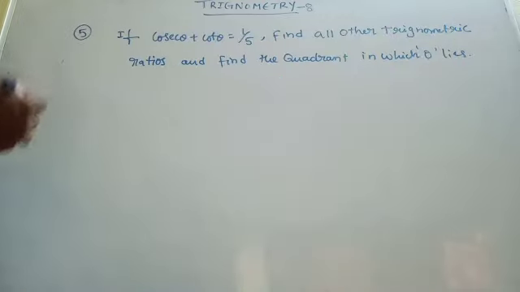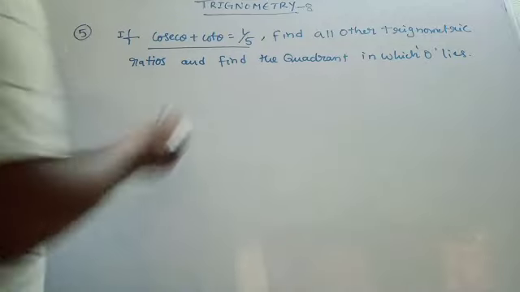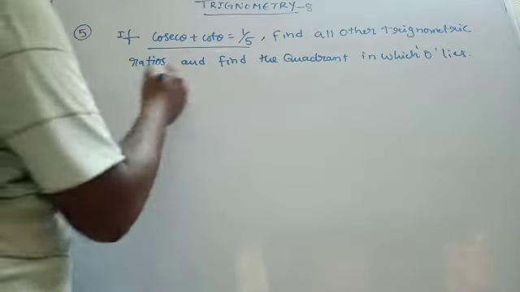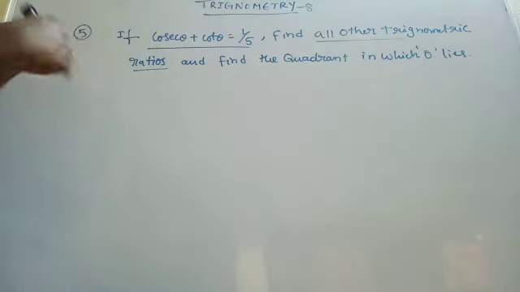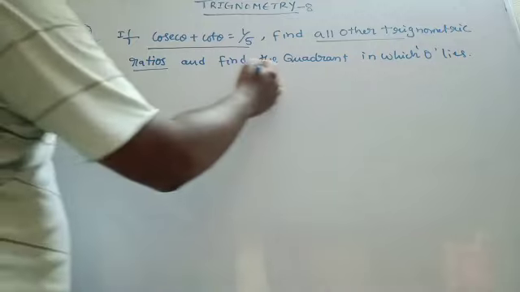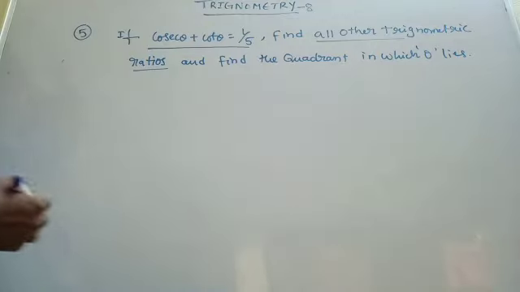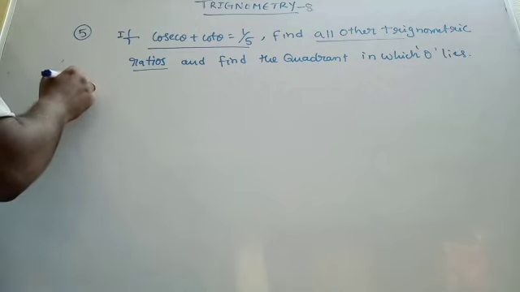Now we have one more fabulous problem. Fifth one, if cosecant theta plus cot theta equal to 1 by 5 is given, find all other trigonometric ratios. We need to find all other trigonometric ratios, means 6 trigonometric ratios we need to find, and find the quadrant in which theta lies, right? We need to find all trigonometric ratios here like this. How do we proceed with this beautiful problem?